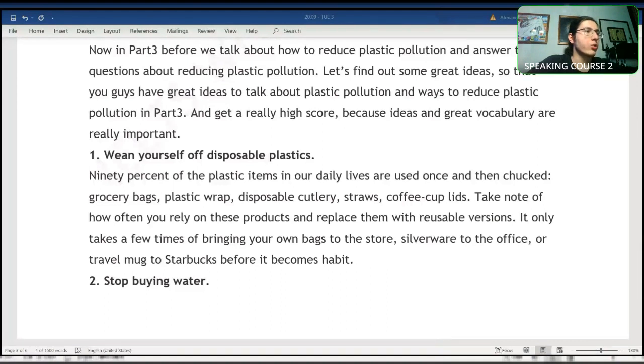Okay, ocean plastic pollution, noise pollution, trees.